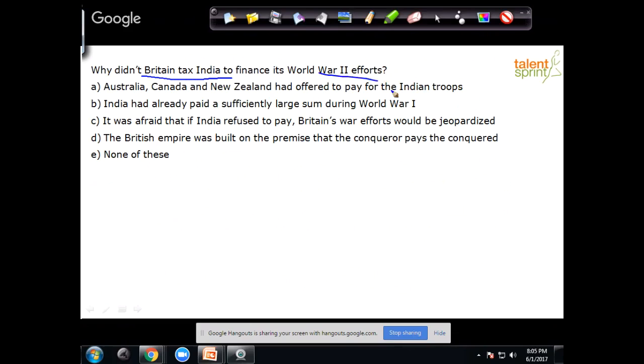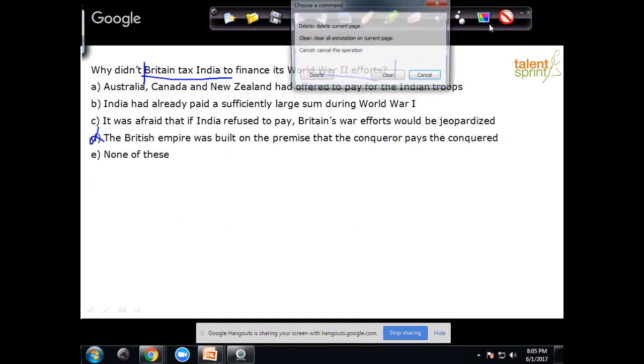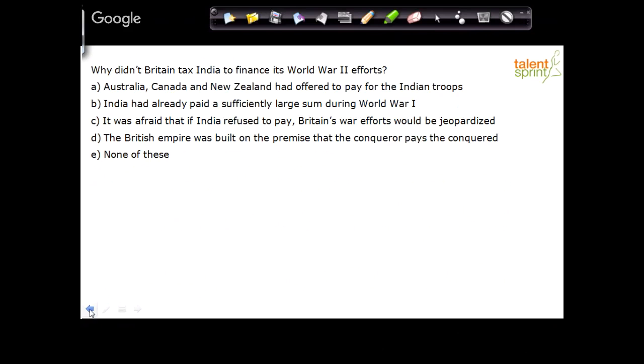Okay, so options. A. Australia, Canada, New Zealand had offered to pay for the Indian troops. B. India had already paid a sufficiently large sum during World War I. C. It was afraid that if India refused to pay, Britain's war efforts would be jeopardized. D. The British Empire was built on the premise that the conqueror pays the conquered. That is definitely not the case. It's not even logical. Option D you can quickly eliminate. Between options A, B, C, let's look for this. Why didn't Britain tax India to finance World War II efforts? So our clue words are Britain, tax, India, World War II efforts. Clear. Go back.